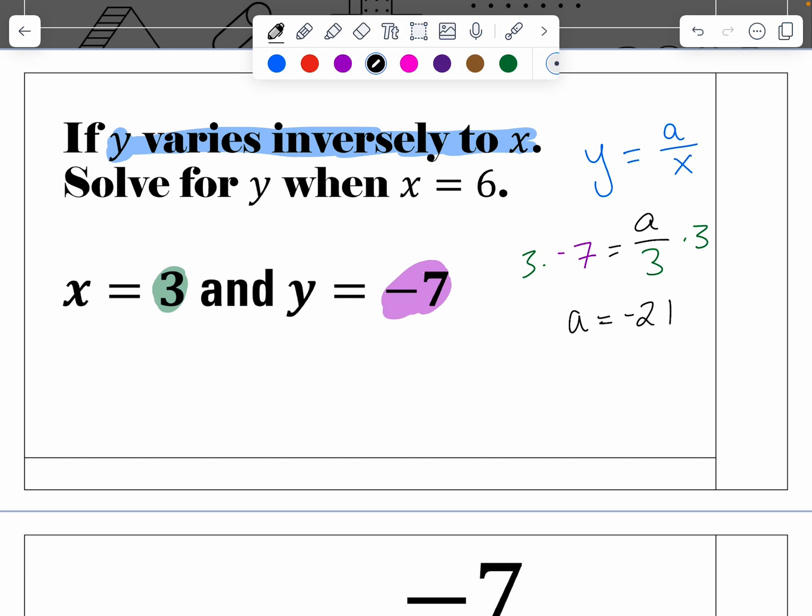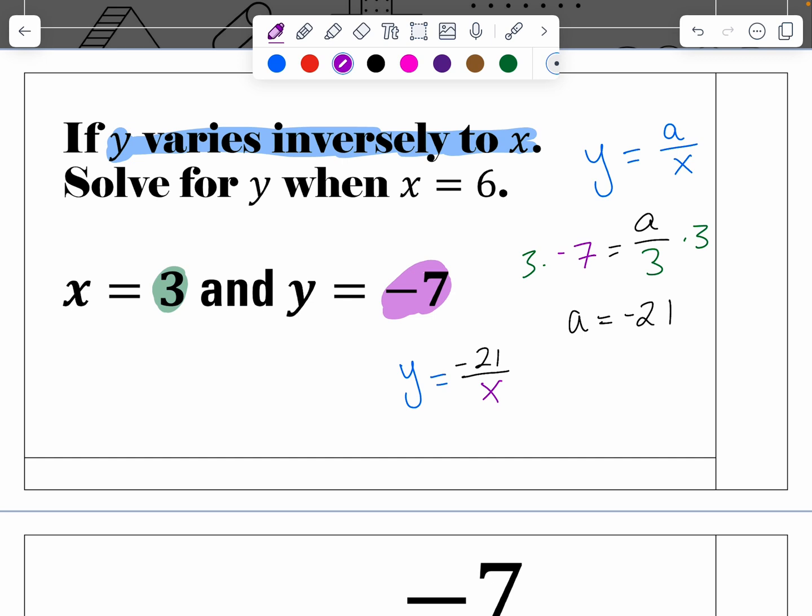Okay, but that's not what the question's asking me for. My question is asking me for y, not a. I don't care about a. I need a to help me figure out my problem, but I got to figure out what y is. So we plug that a back into our equation. So our equation now becomes y is equal to -21 divided by my x.